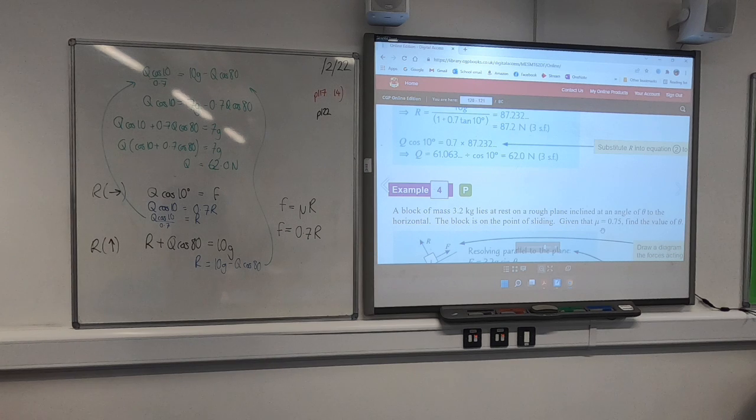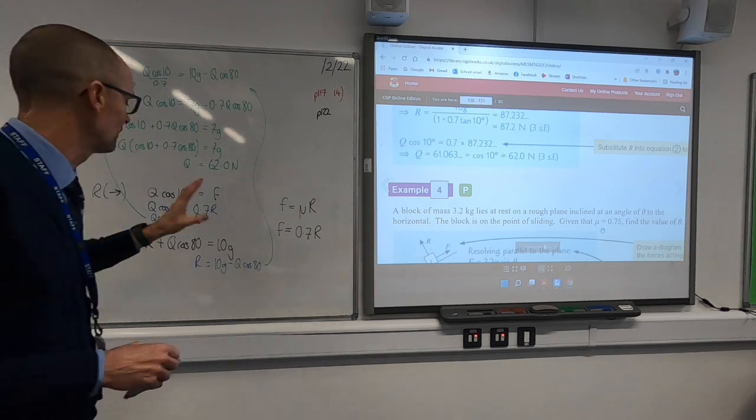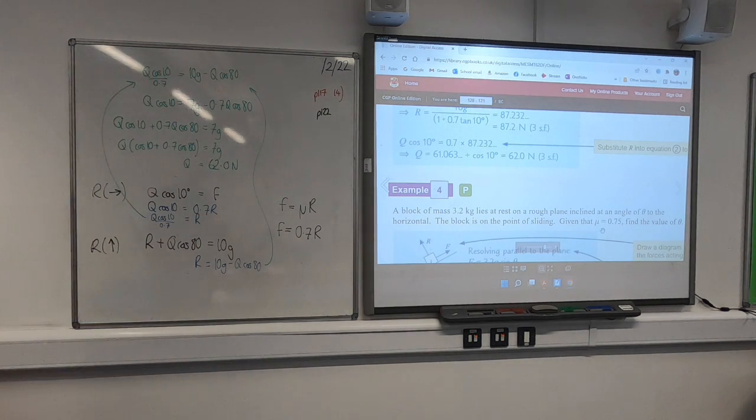I think that was the most complicated simultaneous equation bit that we had to do.